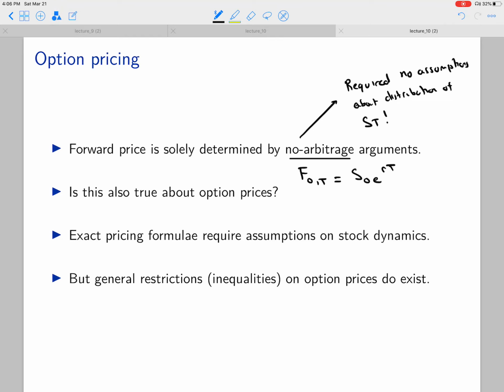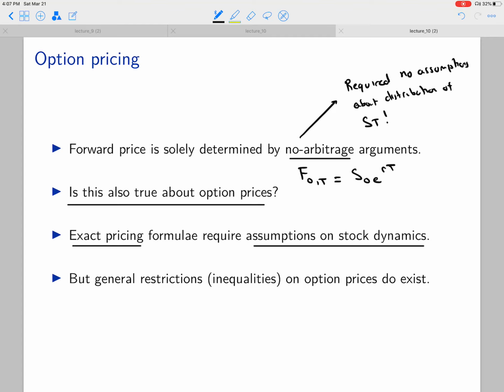We want to now ask, is this also true for option prices? Is no arbitrage enough or do we need more? In general, the answer is going to be that we need a lot more. The exact pricing of options requires assumptions about the model or the distribution of the underlying asset at the later date, the random variable. However, it turns out that we can say a lot without pinpointing the option price exactly, just through this no arbitrage argument.